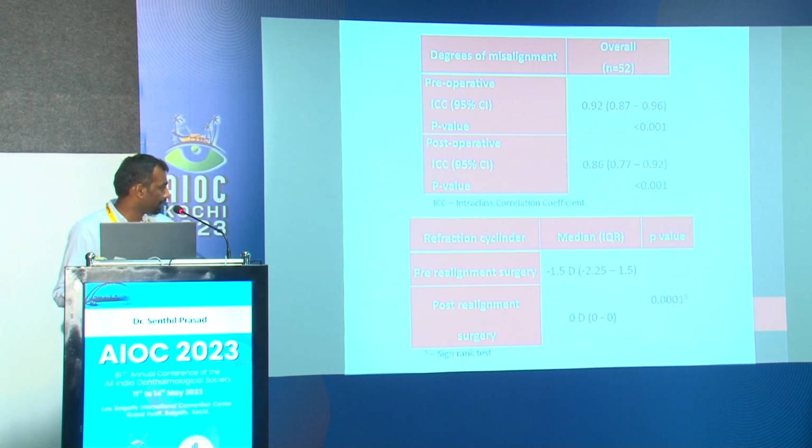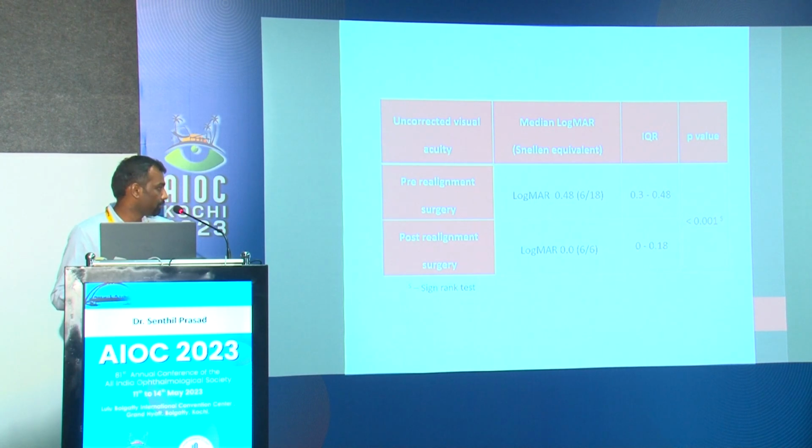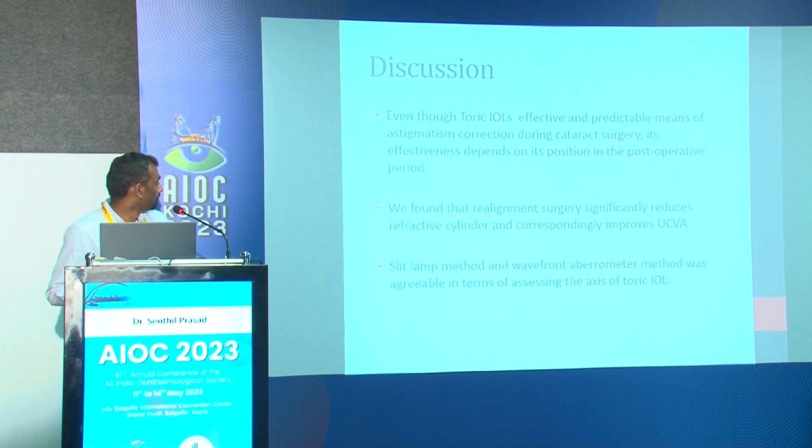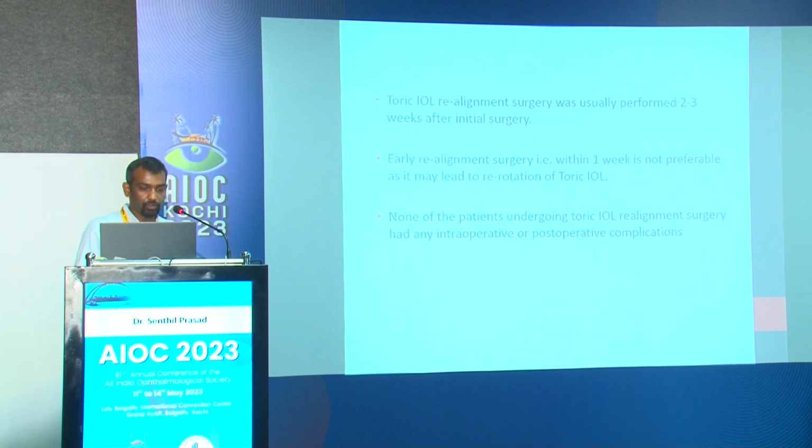We could see an improvement in cylinder, which reduced from minus 1.5 diopter to 0 diopter in the post realignment period, with a corresponding improvement in visual acuity from uncorrected 6/18 to 6/6. Toric IOLs are effective means to correct astigmatism, provided they are in the correct axis. We found that realignment surgery significantly improves uncorrected visual acuity and reduces the subjective cylindrical refraction. And we found that the slit lamp method is as good as the wavefront method for evaluating toric IOL position.